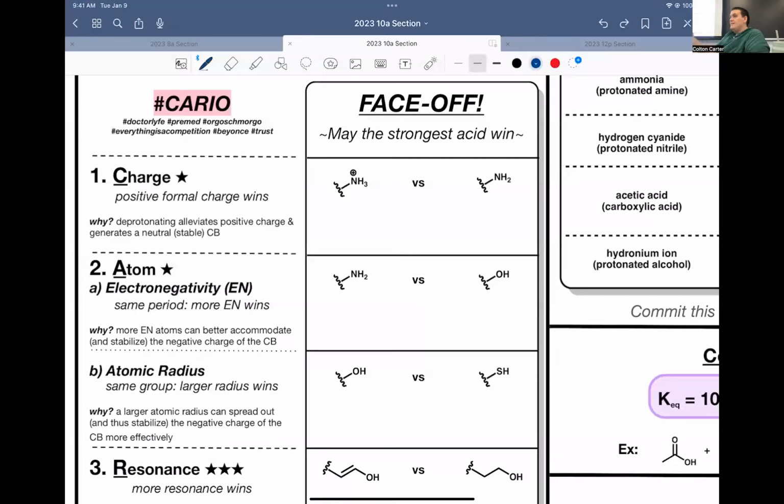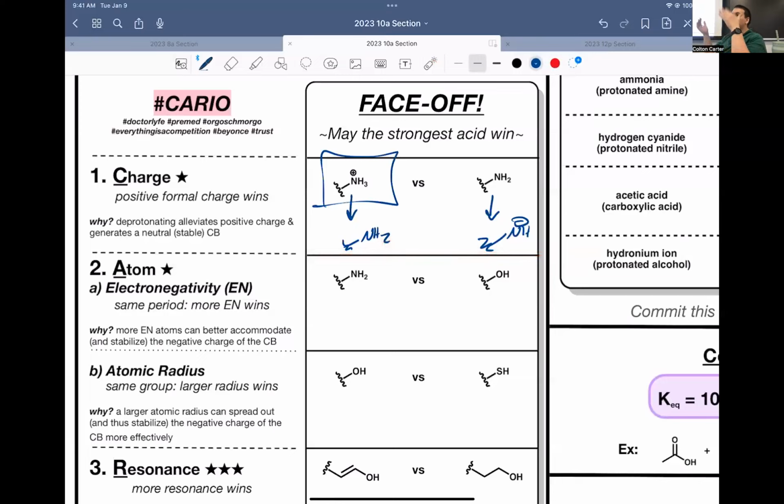So what we're going to do for each one of these in the face-off is first draw the conjugate base. Do you all know how we draw the conjugate base? Take away a hydrogen. So here, the conjugate bases, we have NH2, and we have NH that has a negative charge. After we draw the conjugate bases, we ask which of these conjugate bases is more stable? The left or the right? The left, why? No formal charge. So this is the more stable conjugate base. It's the weaker conjugate base, so its conjugate acid is the stronger acid. So ding, ding, ding, our winner is NH3 plus.